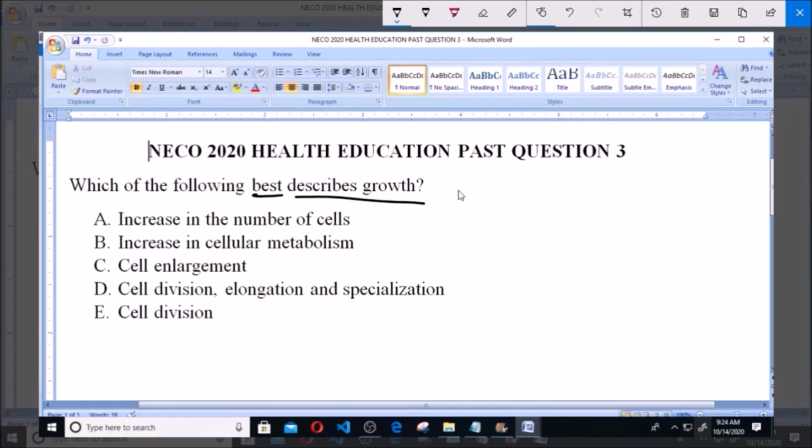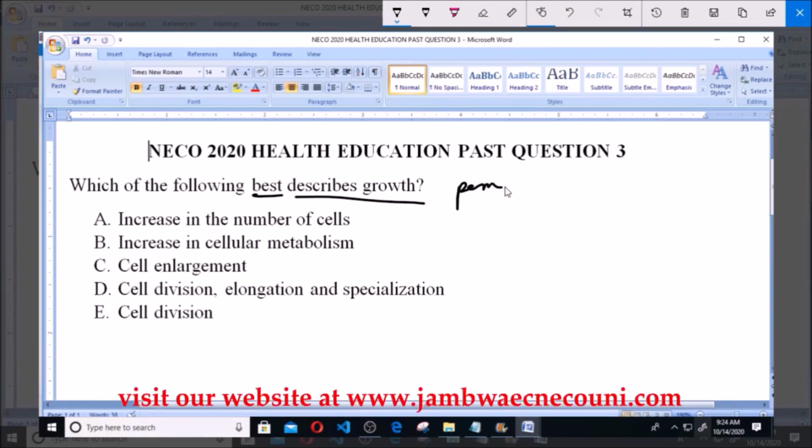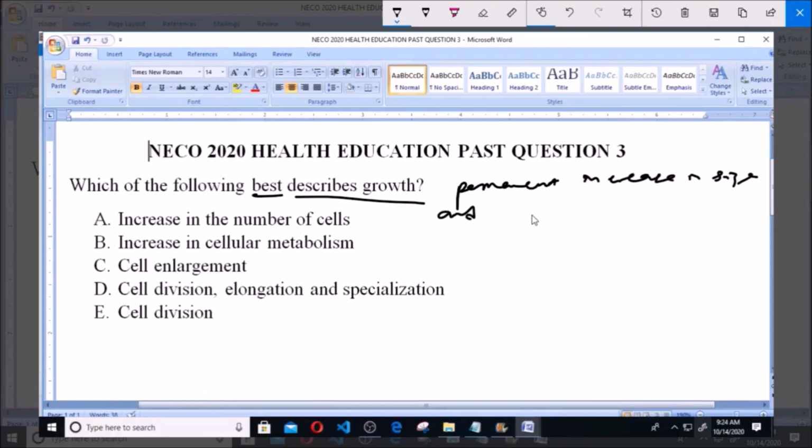Now, growth is defined as a permanent increase in size and complexity of an organism or individual during development. Now, this is growth.